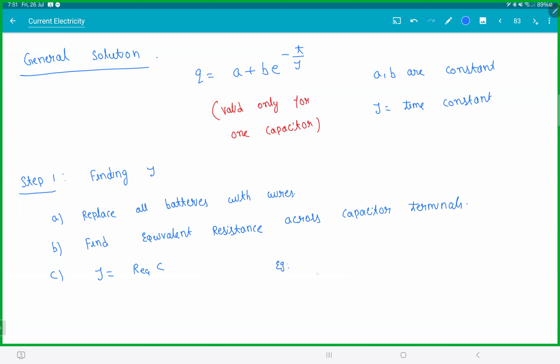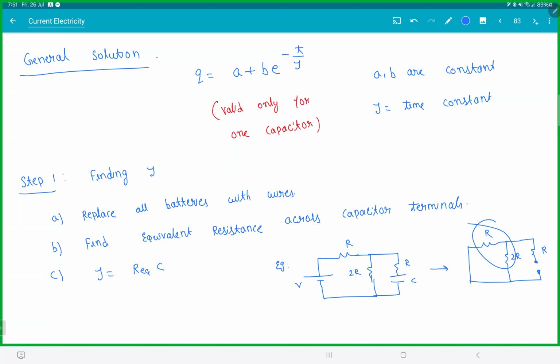Now in our example, the one which we did just now, this is R, 2R, R, and C. Replace the batteries with a wire. So you're finding the resistance across these two terminals. The 2R and R are in parallel, giving 2R by 3, and that is in series with the other R. So R equivalent will be 5R by 3. Therefore, the time constant for this circuit is 5RC by 3. That is the first step.